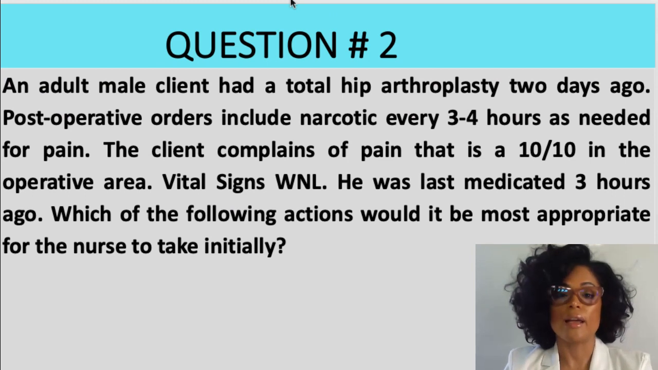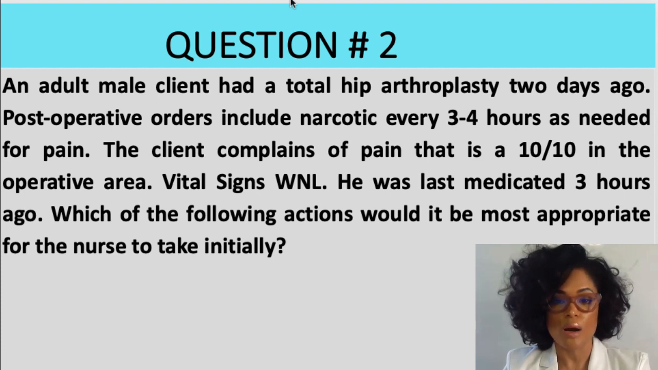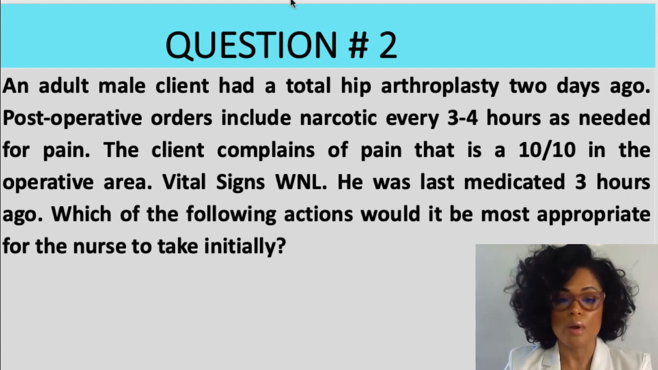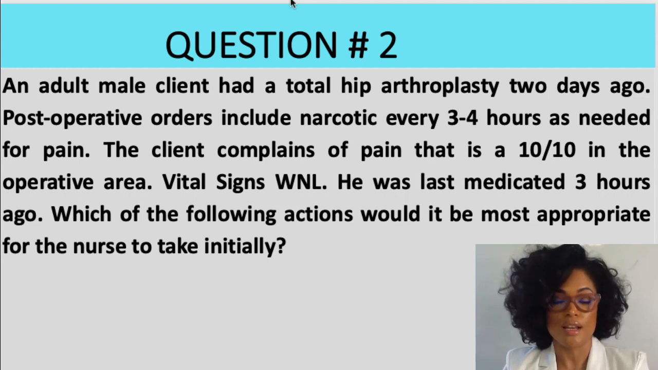An adult male client had a total hip arthroplasty 2 days ago. Postoperative orders include narcotic every 3 to 4 hours as needed for pain. The client complains of pain that is a 10 out of 10 in the operative area. Vital signs are within normal limits. He was last medicated 3 hours ago. Which of the following actions would it be most appropriate for the nurse to take initially?